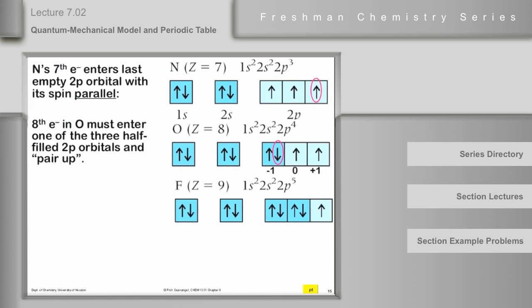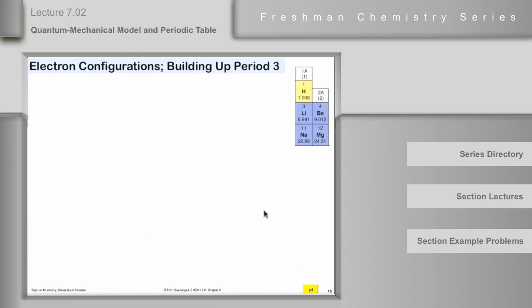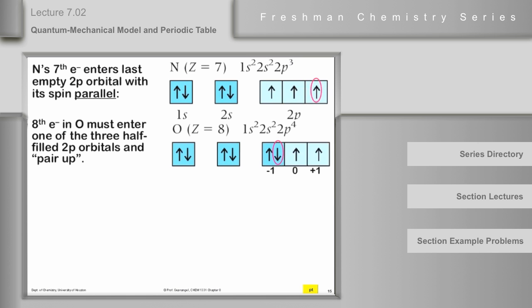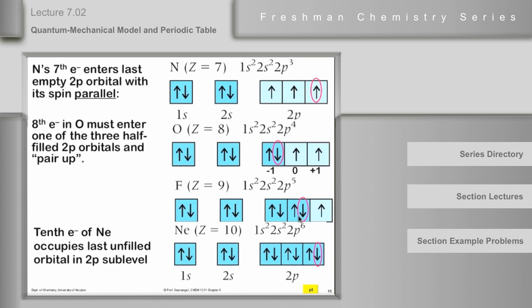And then the pattern is exactly the same. Fluorine, its last electron will go spin down in the next orbital. And finally, neon will go spin down in the last available orbital. And the 10 electrons in neon will fill up the 1s with 2 electrons, the 2s with 2 electrons, and the 2p with 6 electrons. So that is a completely filled subshell. Quantum mechanics tells us that that is a very stable situation.